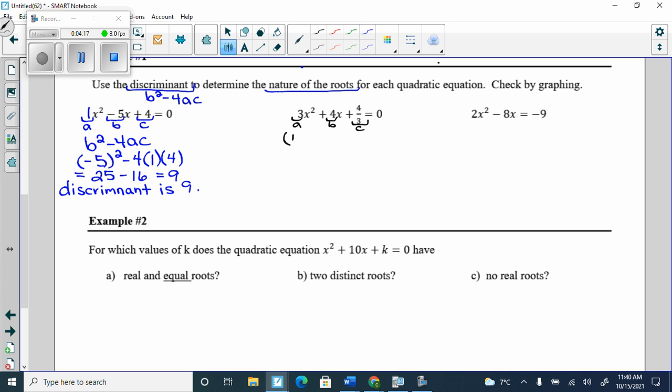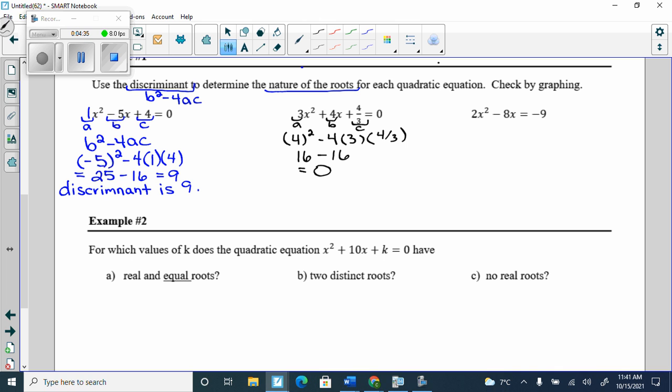And then I have 4 squared minus 4 times 3 times 4/3, which you could type all in at once. So, I'm going to get these canceled. Minus 16, you get 0.